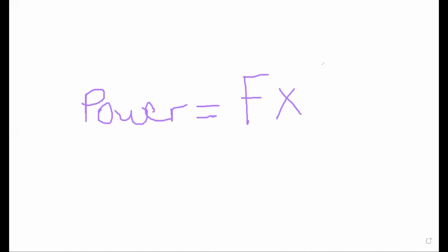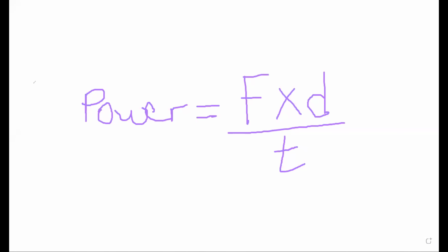Therefore, we are going to say that for us to get power, power is going to be equal to the force, then times the distance, d, then divide by the time, t. Remember, I've told you force has to be newtons, distance must be in meters, and time must be in seconds.